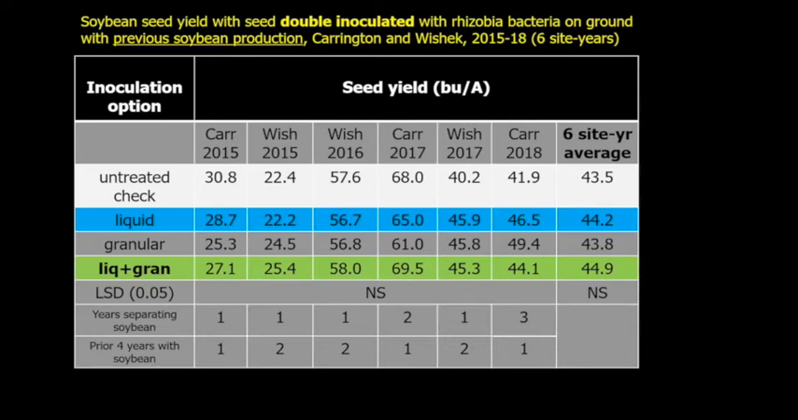As you can see, for each of the years that the trials were conducted, there was statistically no difference in yield. Maybe some trends, but statistically no difference. The same is true for the 6-year average. So what do we learn from this? Based on this data, no, it's not necessary for you to double inoculate with a prior soybean history. It'll save you money, and maybe that's the most important thing. And then it's your choice again, whether you want to choose to inoculate or not.